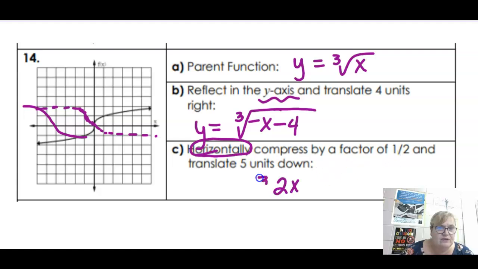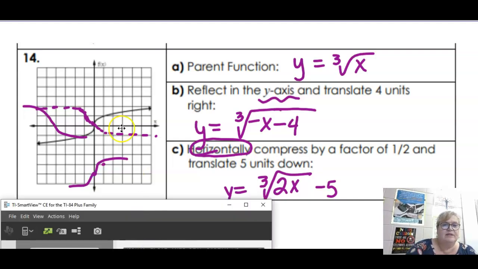And so I have the cubed root of 2x would horizontally compress it by 1/2. And then down 5 is on the back. So I'm thinking that that should be smushed in a little bit. And from the original one, should be down 5. 1, 2, 3, 4, 5. So down here, but instead of going up 1 and over 1, it's going to go up a little faster like that and be smushed in. Is what I'm thinking. Let's see what happens.